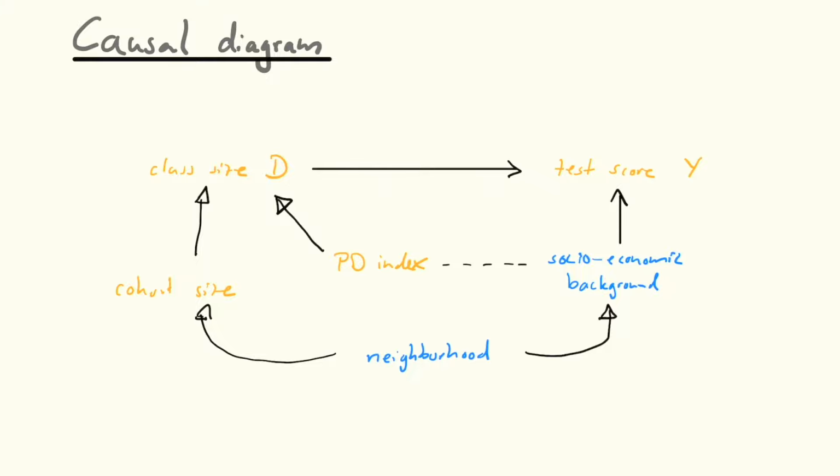A variable like PD index that is lurking in the background and is systematically changing the potential outcome functions is called a confounder. If we observe this confounder, then we should be able to deal with it by just slightly changing the potential outcome framework.